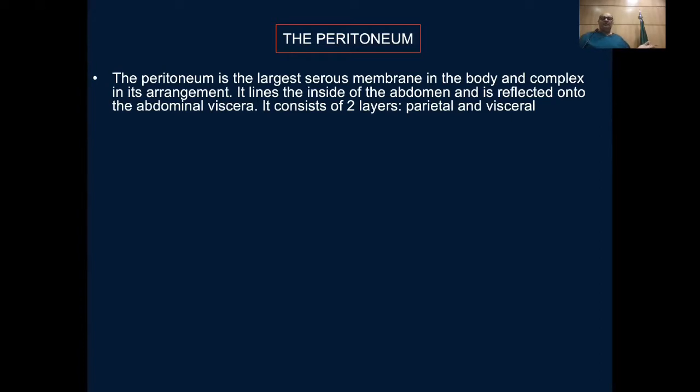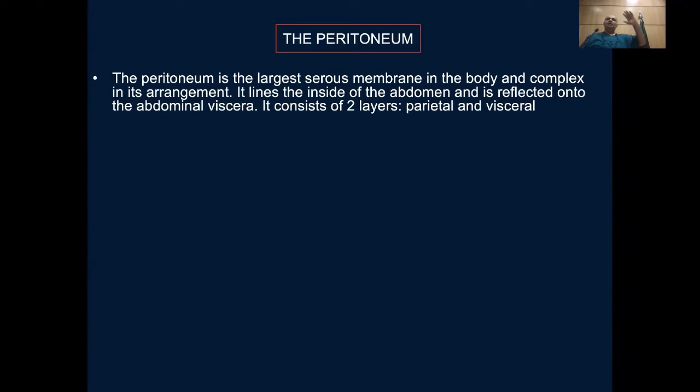Primarily, it's mesothelium in the body and complex in its arrangement. It lines the inside of my abdomen and it reflects onto the abdominal viscera. And I'm using a term, it consists of two layers. Actually, this is not two layers, it's a one layer structure. But it folds on itself, so it gives a pseudo appearance of two layers. But actually, it's one layer which folds on itself, so we think, oh, these are two layers. But actually, this is one layer.